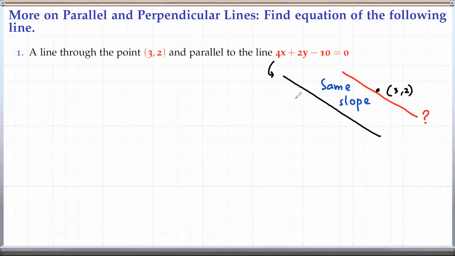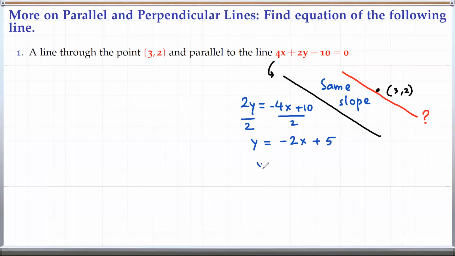That means if we know the slope of one of the two lines, then we have the slope of the other line also. Now, since the equation of this line is given, we can quickly find the slope. For that, we just need to isolate y on one side. So that equation becomes 2y equals negative 4x plus 10 when you isolate y on one side. Then you can divide both sides by 2. You get y equals negative 2x when you have negative 4 by 2. And when you have 10 by 2, you have 5.